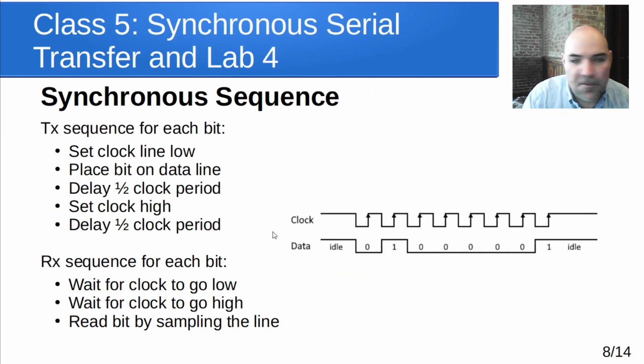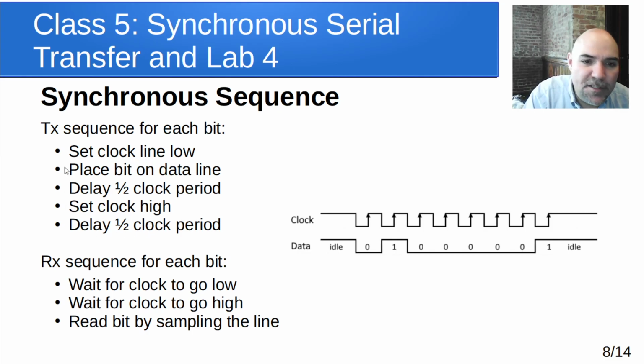Okay, so here's the kind of sequence that you would have for a synchronous communication. In the transmit sequence, notice we set the clock line low, and at the same time we place the bit on the data line. The transmitter is generating the clock signal. So that goes low, we put the bit on the data line. We delay for half a clock period. We set the clock high, delay for another half clock period. And then we repeat that for all of the bits that we want to send, all 8 bits of our byte.